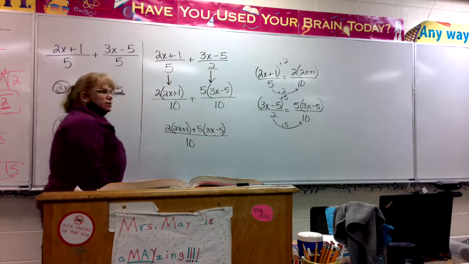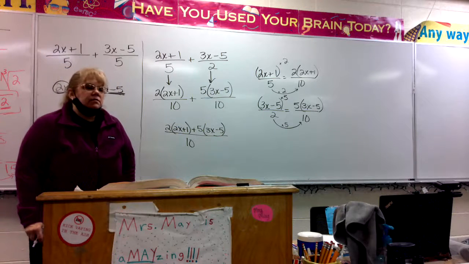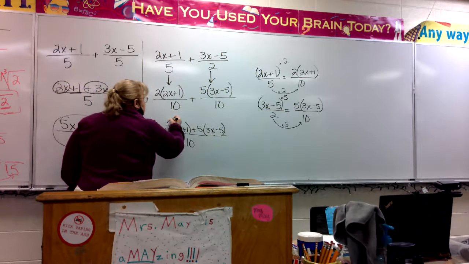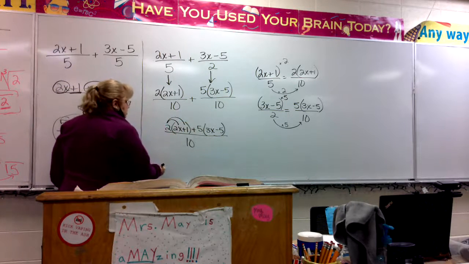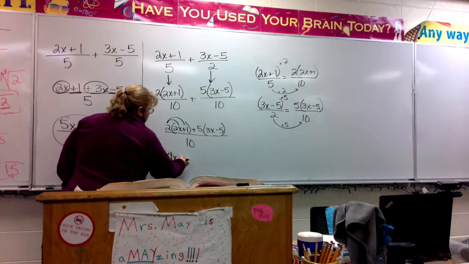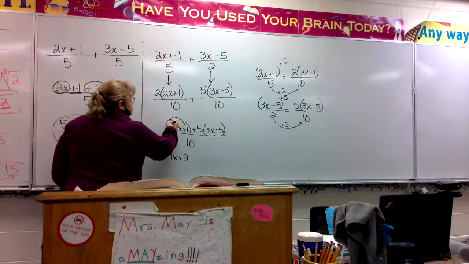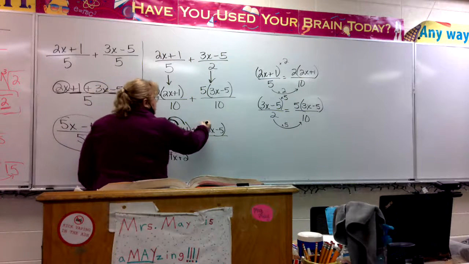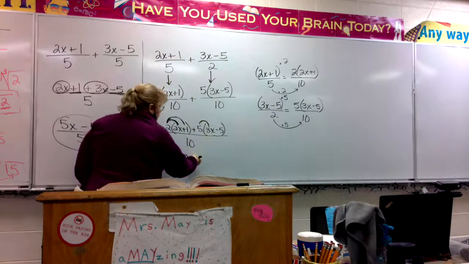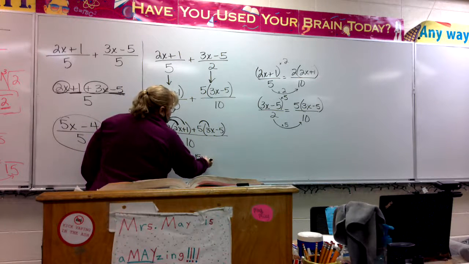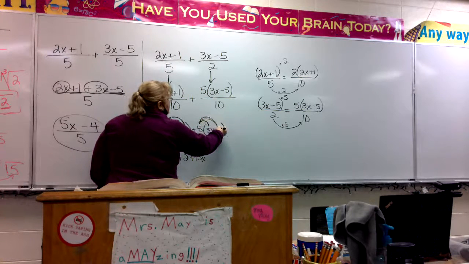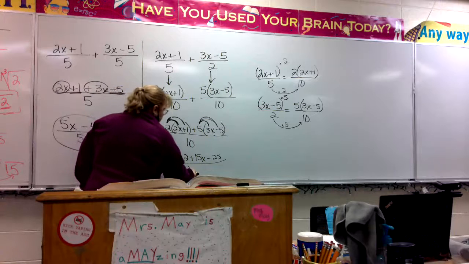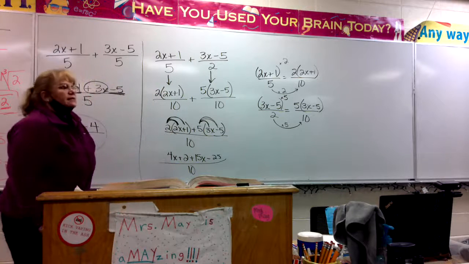Now what? Yes, you've got to distribute this. So is that a 4x plus 2? Don't forget, 2 times 2x is 4x. 2 times 1, 2. Let's move over and do the same thing here. That'd be 15x. Oh boy. 5 times negative 5 is minus 25. All over 10.